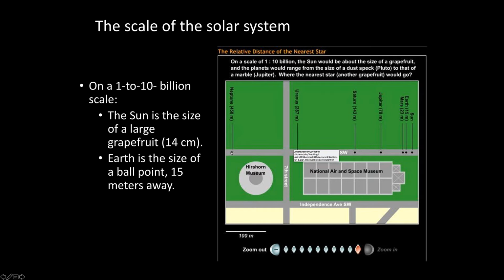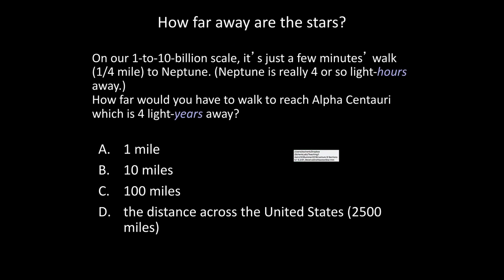Nice walkable distance. And Neptune is really about 4 or so light hours. So we said a little bit about light years before. Light hours just means the distance that light travels in an hour. So it takes light about 4 hours to travel from Neptune to the sun, or from the sun to Neptune, right? Light from the sun.